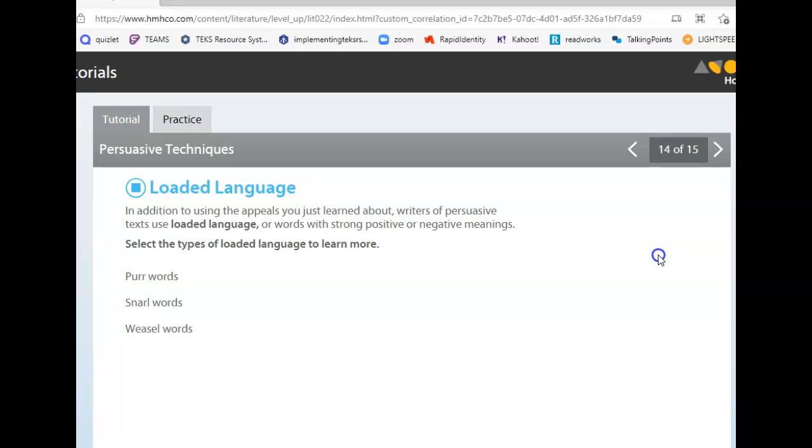Okay, slide 14. Loaded language are words with strong, you should have put positive or negative meanings. By using keywords and scanning the slides, you should have been able to complete this worksheet, which now is going to turn into a study sheet for you. It'll help you understand the meanings of the persuasive appeals and how they're being used.